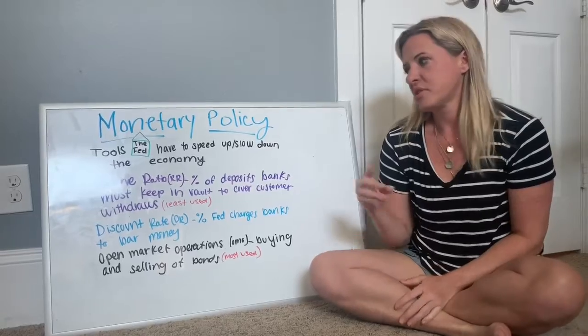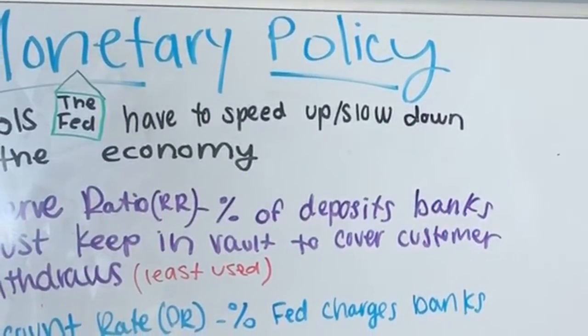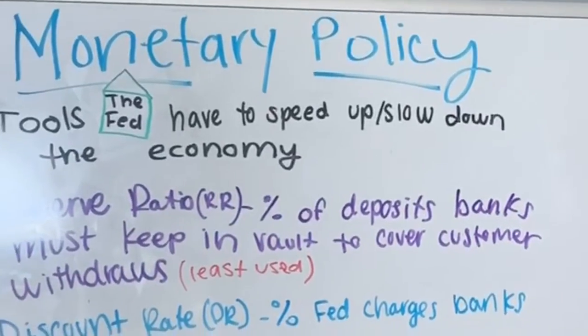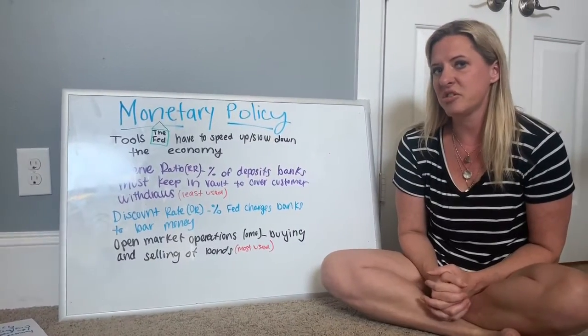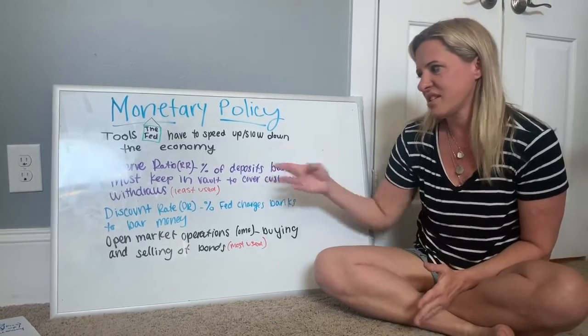So the three tools. The first one is reserve ratio. This is the percent of deposits banks must keep in their vault to cover customer withdrawals. This is the least used of the three tools. They pretty much don't use this one.